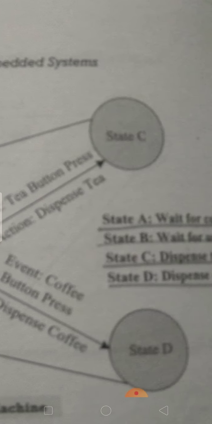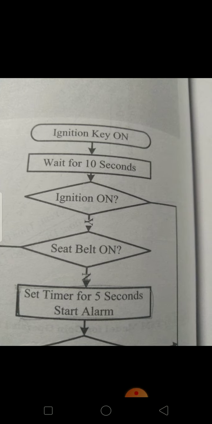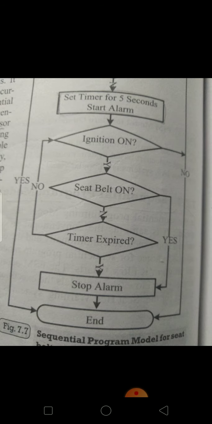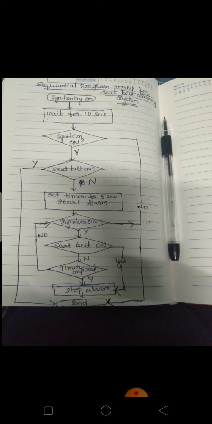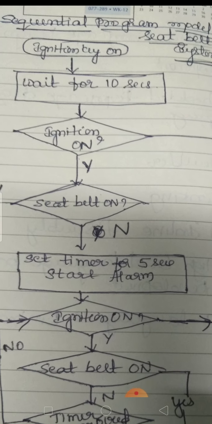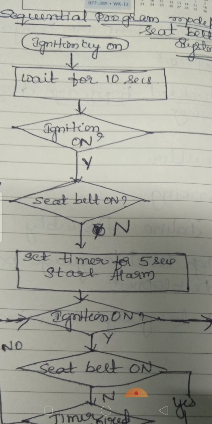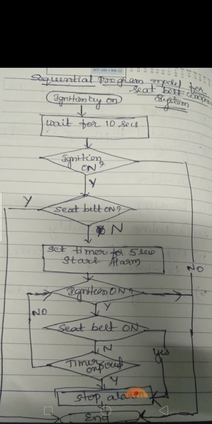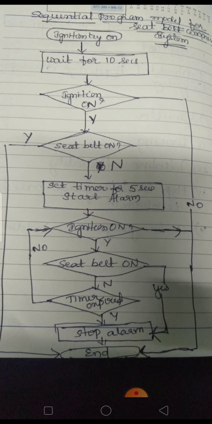Next, I will go with the next type of model, that is called the sequential program model. In the sequential programming model, the functions or processing requirements are executed in sequence. You can see as a flow chart what functions they are taking.